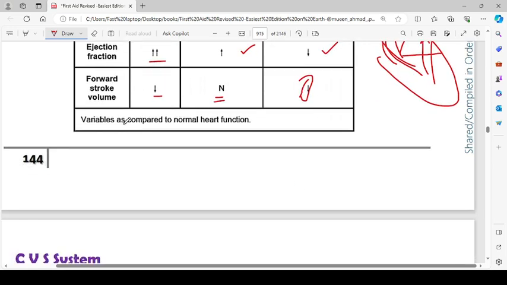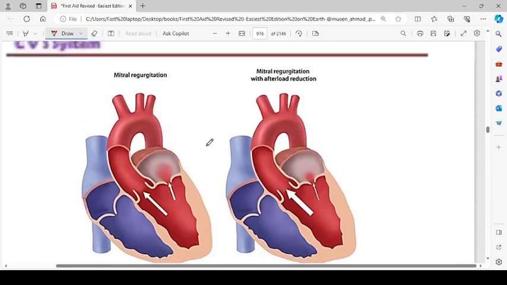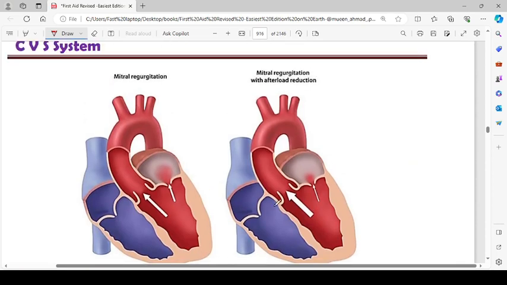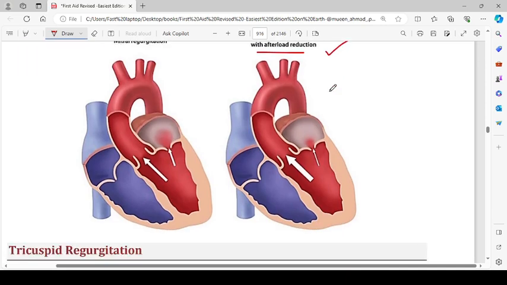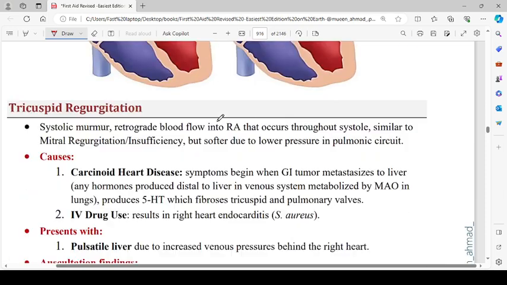Okay, so variables as compared to the normal heart function. Now we have mitral regurgitation, so you can see that in mitral regurgitation with afterload reduction, if we give vasodilators and reduce the afterload, more blood will start moving in this direction instead of going back to the left atrium. So that is how it works.